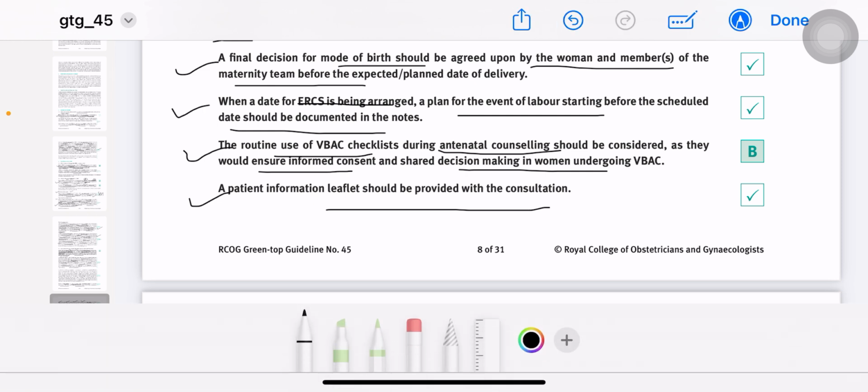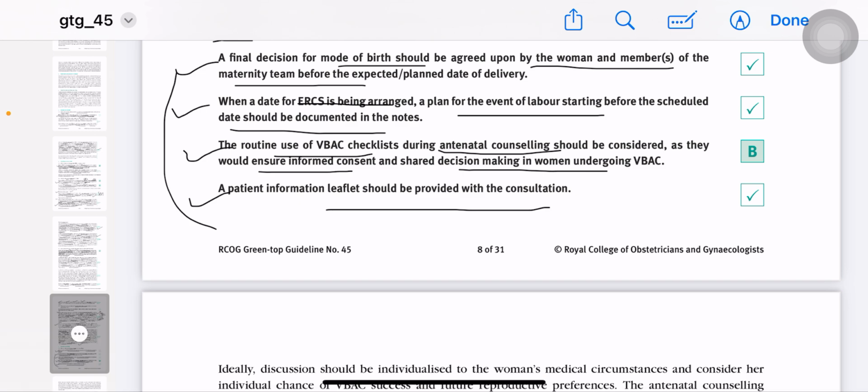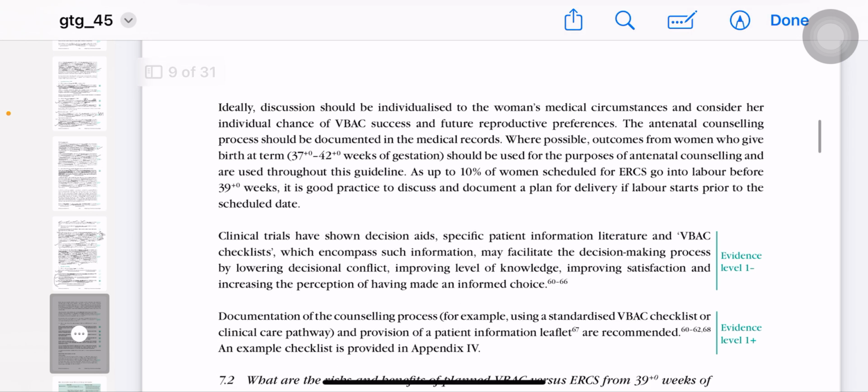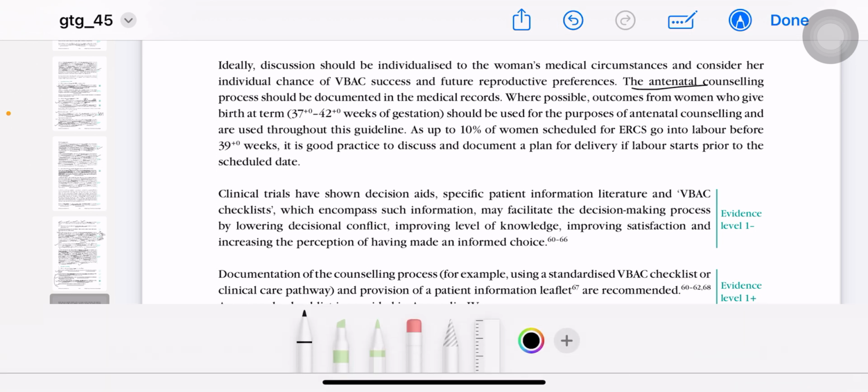So these are the important factors and increased risks of VBAC when you do antenatal counseling of the patient, and make a checklist of all these things. Then the success rate will increase. The antenatal counseling process should be documented in the medical record where possible. Outcomes from women who give birth at term, 37 to 42 weeks of gestation, should be used for the purpose of antenatal counseling and used throughout this guide.